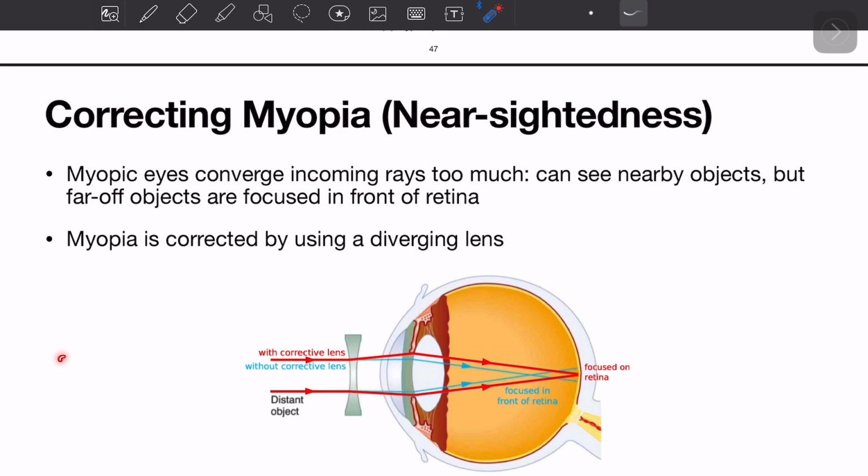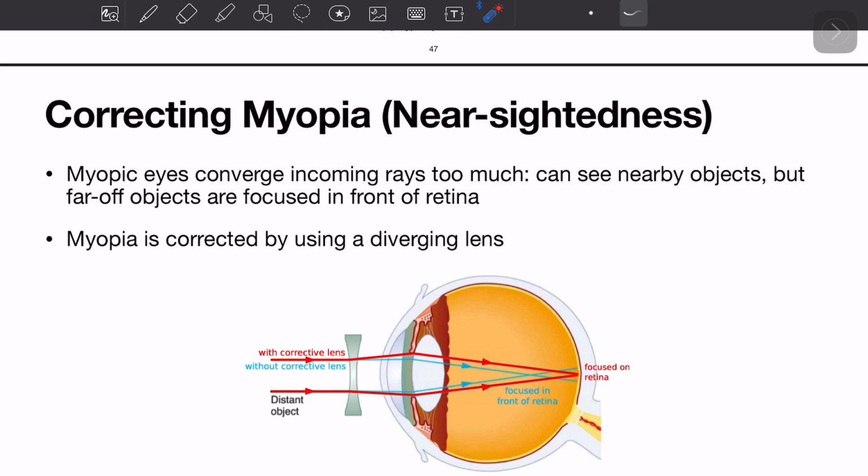So these are rays that are coming from distant objects. And remember, rays from distant objects are parallel rays coming in. And the diverging lens bends these rays outwards so that with the quote-unquote too much bending, or the retina being too far back, we can still match up our focused image to where the retina is. So the diverging lens bends these rays outward, and then our accommodated eye can focus the image here.